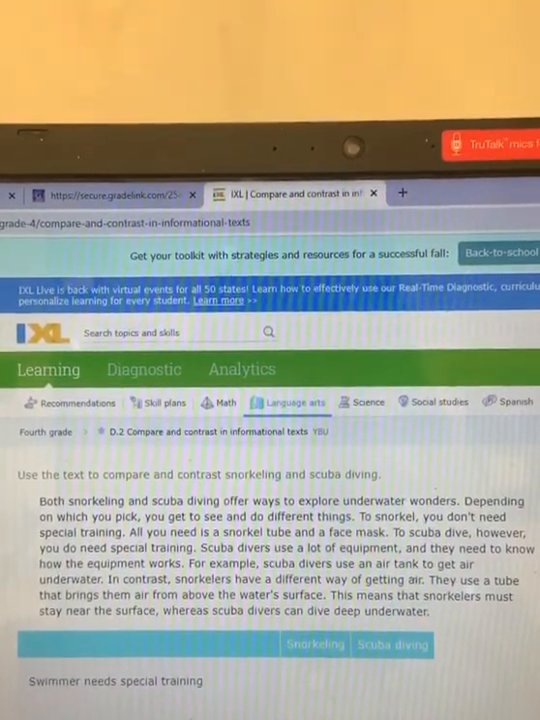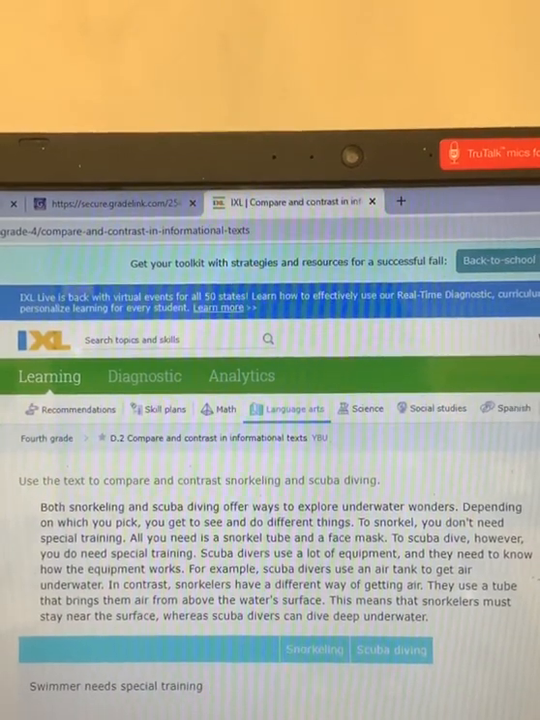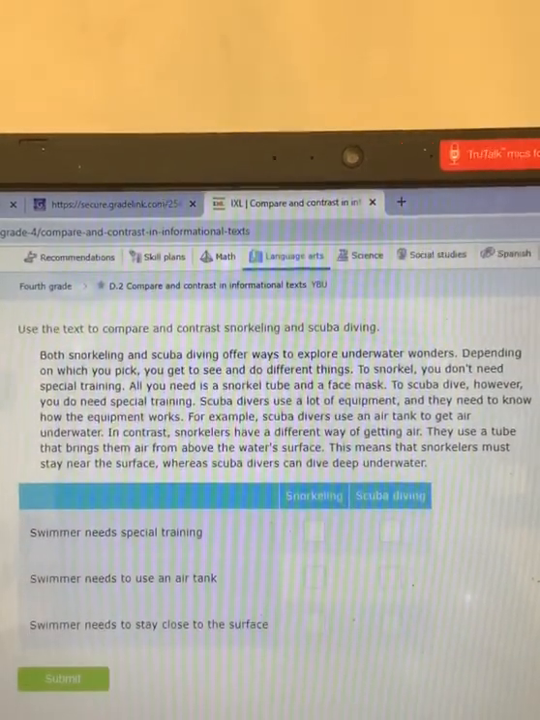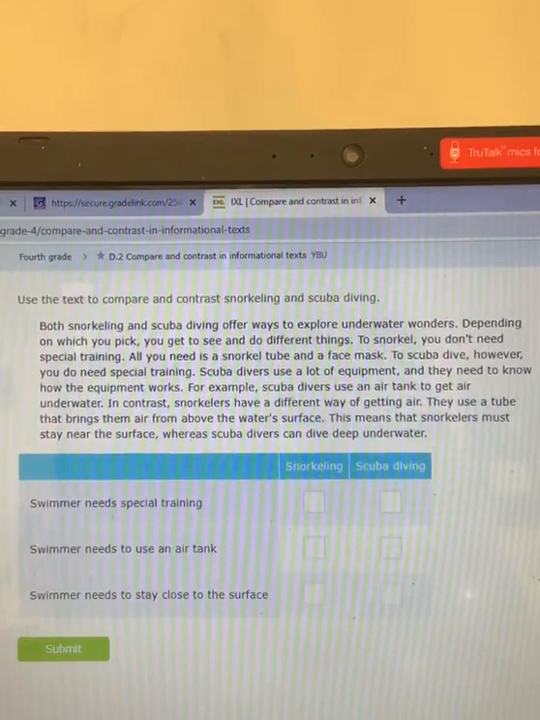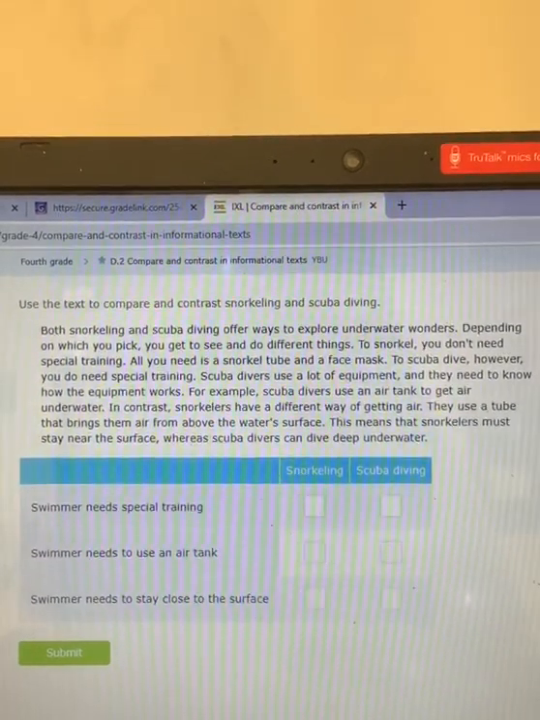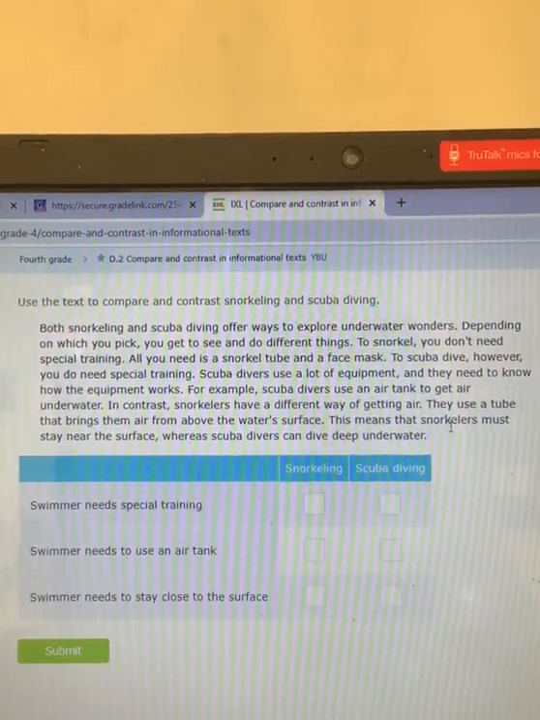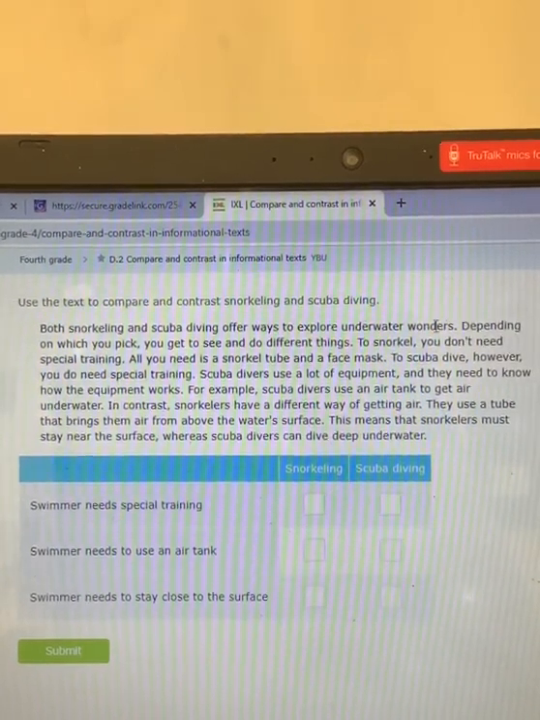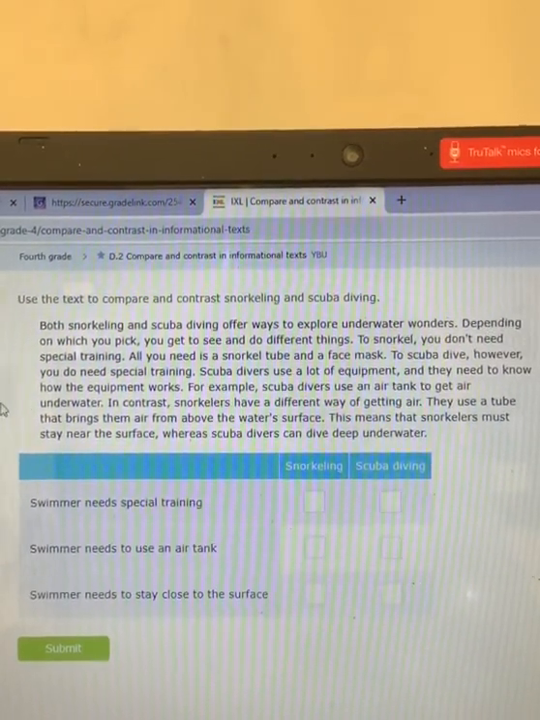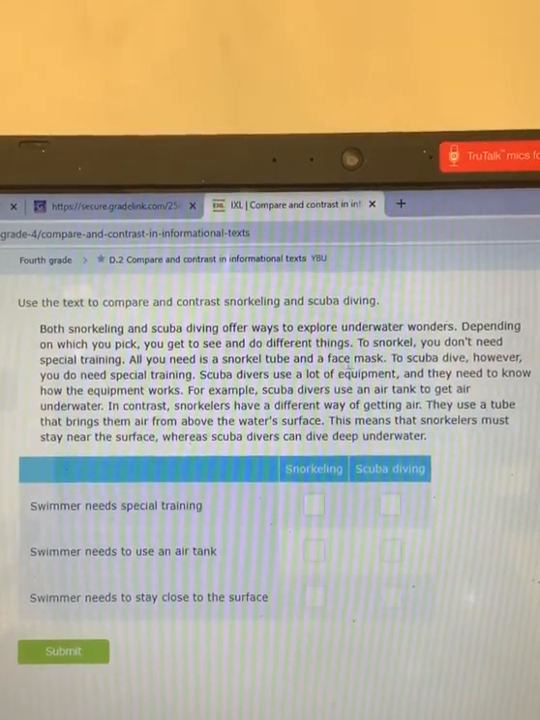So let's look at this one. Let me get this on your screen a little bit better. All right, here we go. Both snorkeling and scuba diving offer ways to explore underwater wonders. That's a comparison. Depending on which you pick, you can see and do different things.